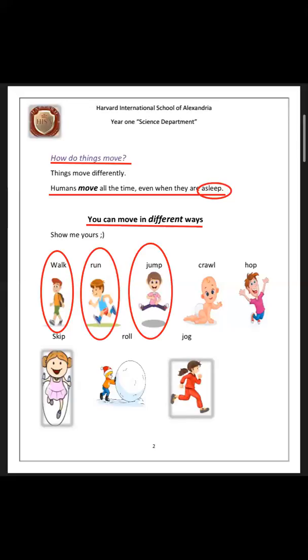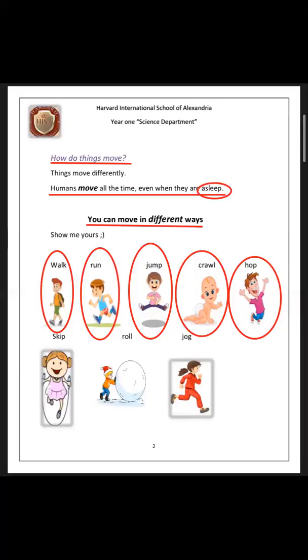The baby is crawling. Do you know what's crawling? He still doesn't know how to walk, so he's crawling on both of his hands and feet. This is a kind of movement. Next to the baby, there is a boy that's hopping. Sometimes when you're happy about something, or you're excited, you start hopping.